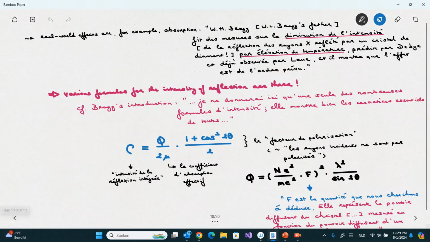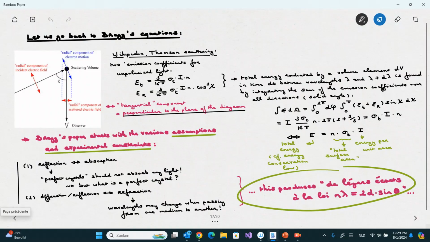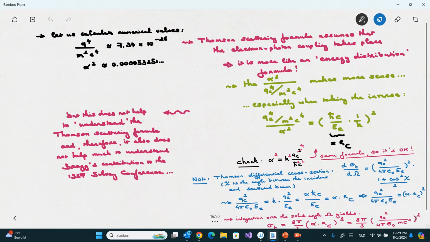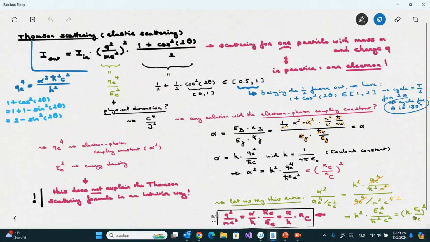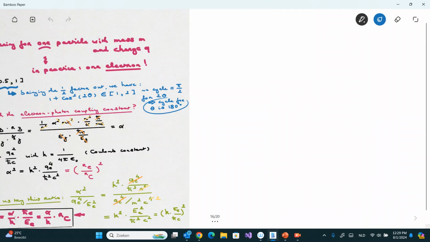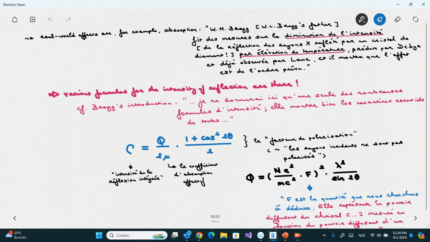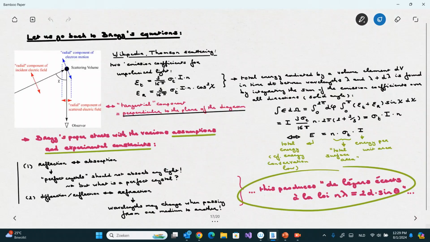So I'm kind of done with the theory. What I just want to present is, let's go back to Bragg's equation. Again, very briefly, I'm not going to go into that, but this formula for Compton scattering, I'm going to show it to explain the equation that Bragg starts out with.